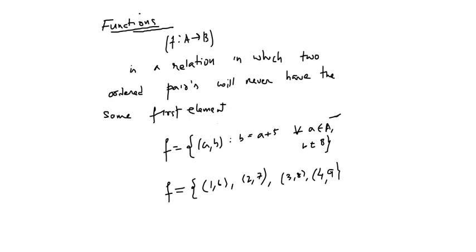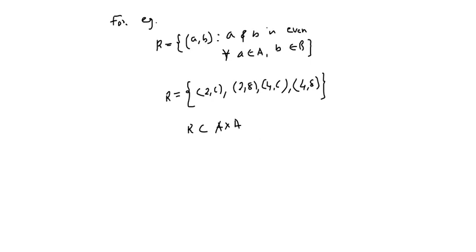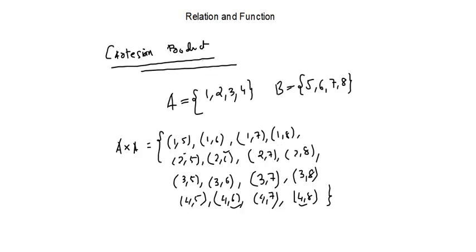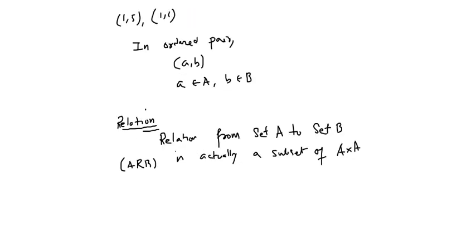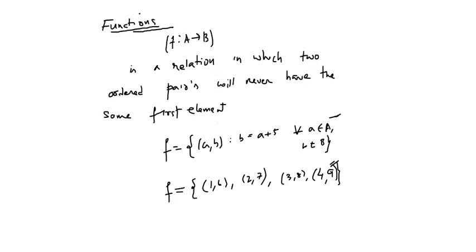Wait a minute, now this is not a function anymore, because 9 is not an element of B. If we look back, you see 9 is not present here. 5, 6, 7, 8 is present, right? And you could see here (1, 6), (2, 7), none of the first elements repeat, so up to this far it is a function, but once we introduce this (4, 9), then it is not a function anymore. Clear?